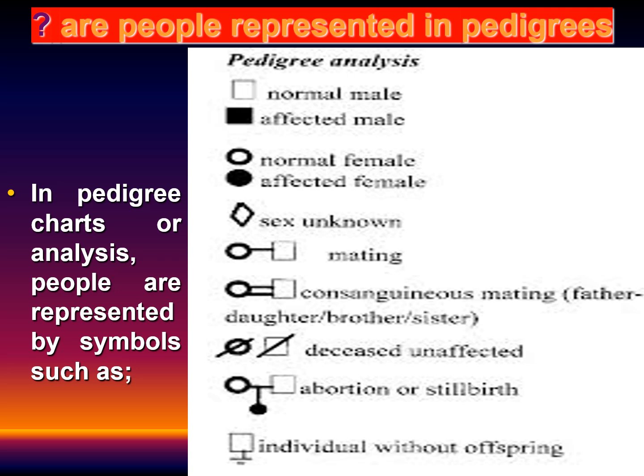A normal square and a normal circle that is crossed, as shown here, signifies that that person is already deceased but was unaffected. But if the square and the circle are shaded and then crossed, it usually means that the person was affected by a particular disease and the person is deceased. When we have this kind of shape, it signifies that this individual was a stillbirth or an abortion had occurred. And when we have this kind of symbol, it signifies that the individual did not give birth to children.